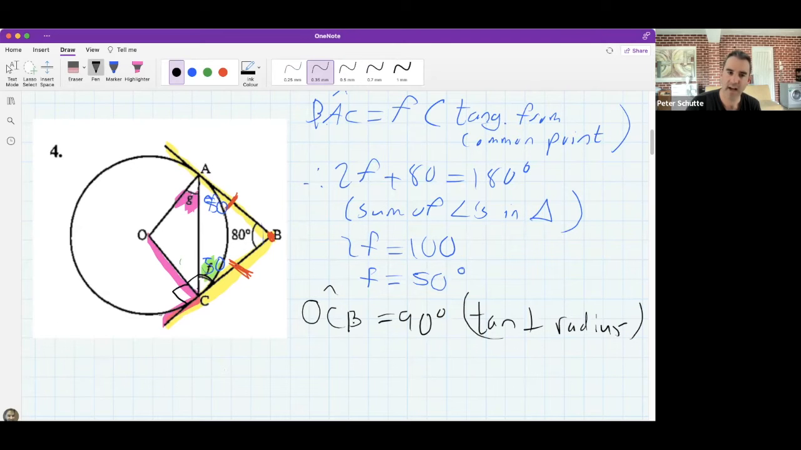So now I know that this is 90, but I think if I know the whole thing is 90, and I know this is 50, I think I know what this angle over here is going to be. What do you think that angle over there is going to be in the chat?